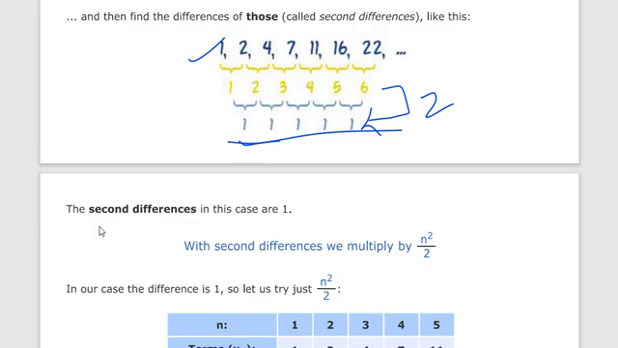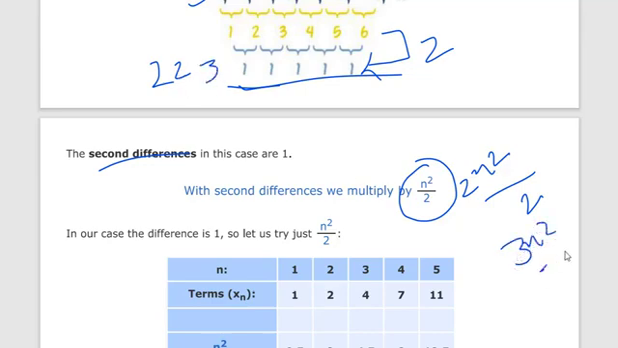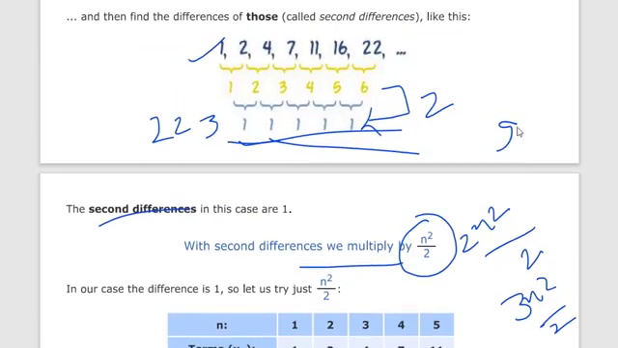So what will we do? If it is a second difference, our rule contains n square by 2. You have to remember this: n square by 2. If the second difference is 2, we multiply, giving 2n square by 2. If it is 3, then our equation becomes 3n square by 2. Remember this, we multiply by whichever difference came. If it is 5, it becomes 5n square by 2.